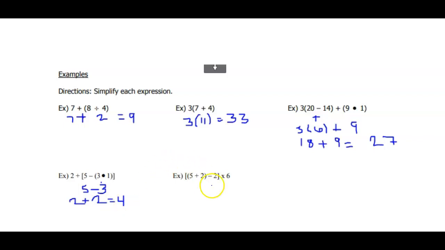All right, our last one, guys. We work on the inside of the parentheses. In the innermost sides, 5 plus 2, I get a 7. And then I'm going to subtract 2. So I would have 7 minus 2, which is 5. And then I have to multiply by 6. 5 times 6 is 30. Okay, we have talked about the order of operations.